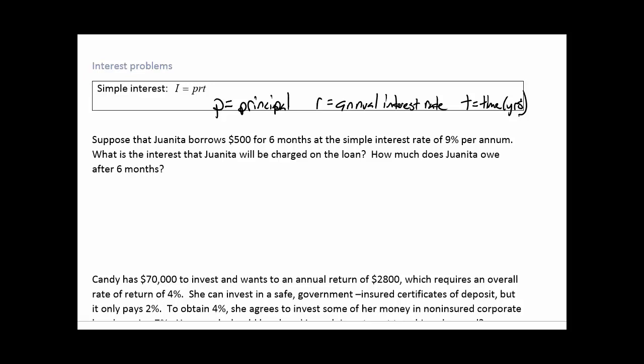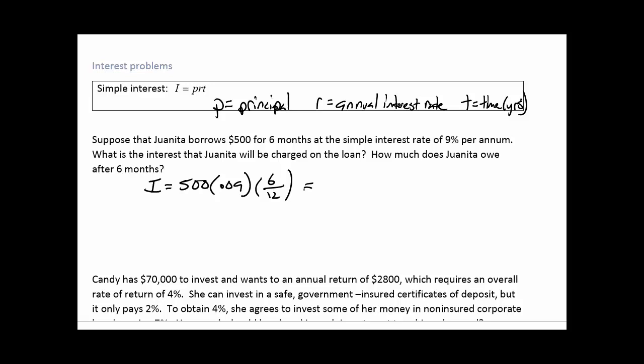What is the interest that Juanita will be charged on the loan, and how much does she owe after 6 months? Okay, so there's actually 2 questions here. How much money is she going to be charged just for borrowing the money? And how much does she total owe at the end of the 6 months? Okay, so let's fill in what we know. Principal in this case, the amount borrowed, is 500. The annual interest rate is 9%, so we need to convert that into the decimal form. And time, we're looking at 6 months, so per year means we're looking at 6 out of 12 months, or 1/2 of a year.